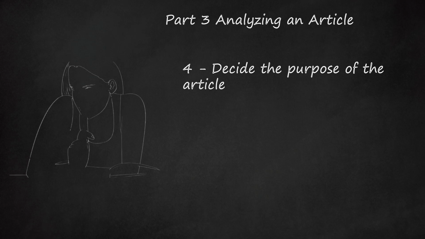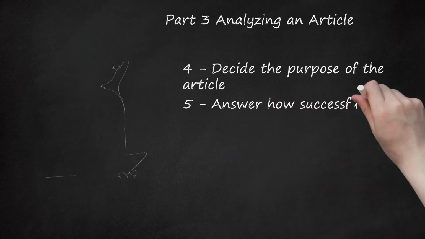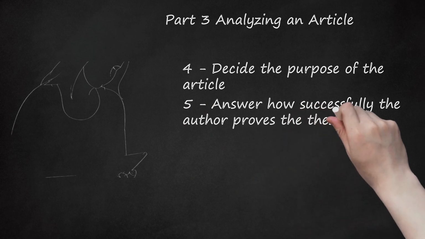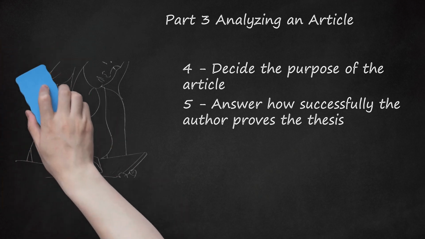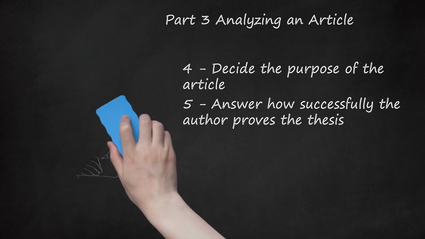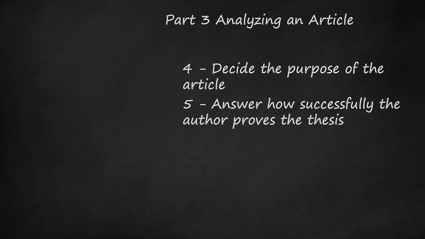4. Decide the purpose of the article. This may also be the thesis, or what the author is trying to prove. The author may propose questions and answer them later. 5. Answer how successfully the author proves the thesis. State examples, such as in-text citations, to outline particularly successful or failed arguments. Move through the article establishing how meaningful and cohesive their arguments were. Refer back to your annotations to find quotations or questions about the validity of an argument.